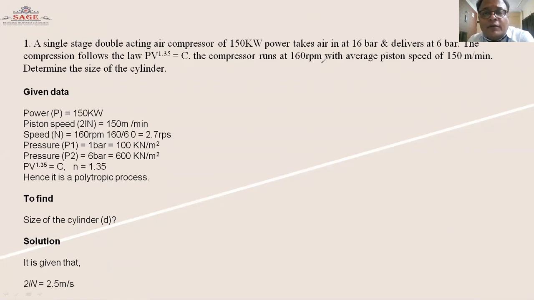150 kilowatt power takes air in at 1 bar and delivers at 6 bar. The compression follows the law PV^1.35 equal to constant. The compressor runs at 160 rpm with an average piston speed of 150 meter per minute. Determine the size of cylinder.